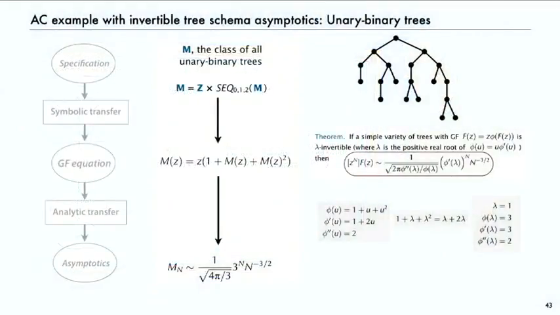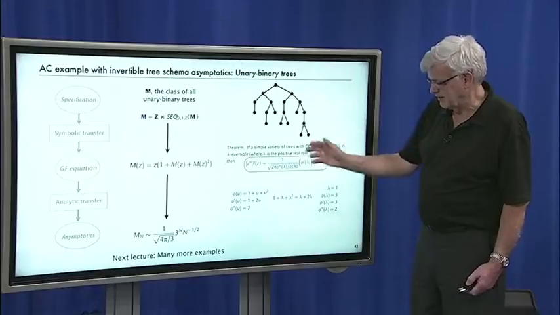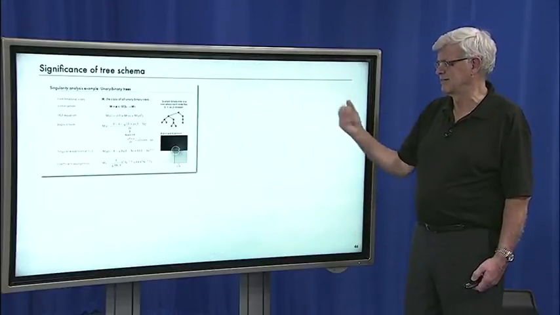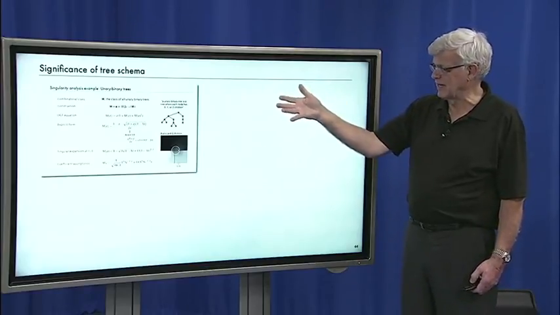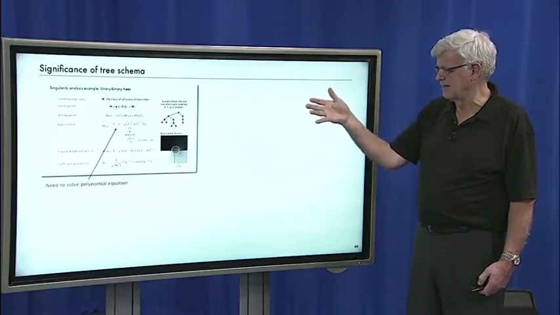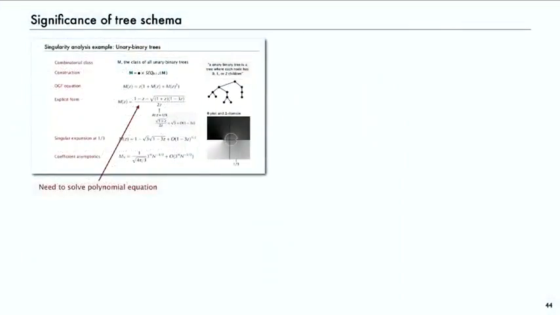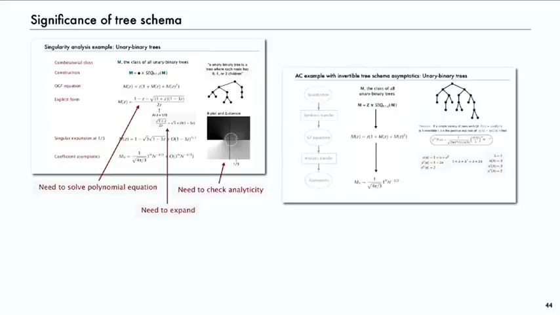So this theorem can enumerate any kind of tree. Next lecture we'll look at lots more examples, but it's very significant. When we looked at unary binary trees using singularity analysis, we had a fair amount of work to do. We needed to solve that polynomial equation. If it goes out to 4th and 5th degree, it might be hard to solve. We needed to expand the function around the singularity. That might involve some calculation, might need a computer. We need to check analyticity and so forth. We still kind of have to do that, but many people skip that step at least the first time through.